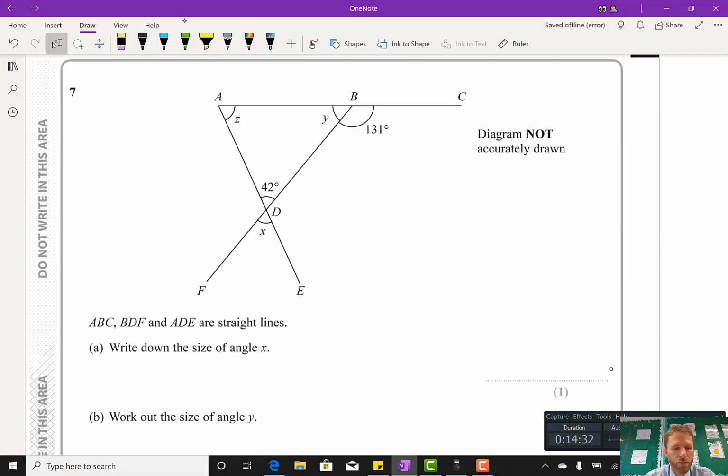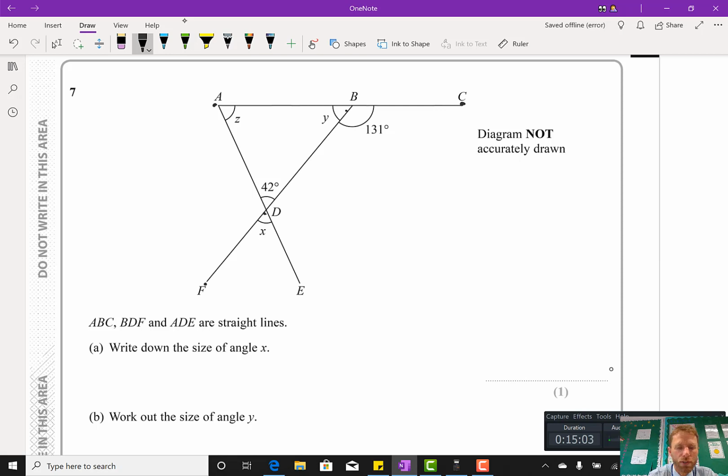So on to question 7. ABC, BDF and ADE are straight lines. You might think, why is it telling me that? It's telling you that because it needs to, and you can clearly see them. So ABC from here to here, going via B. BDF, yep, going via here. And ADE, yep, they are straight lines. It's told me in 2 different places. Write down the size of angle X.